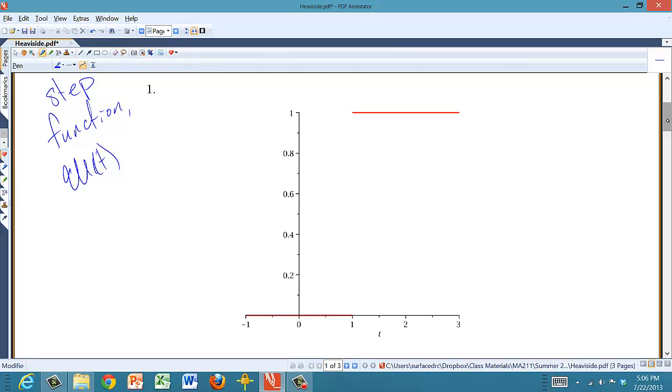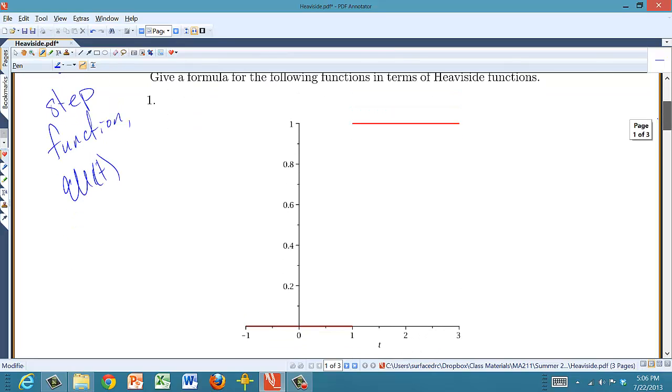So the first exercise we'll do is you're given the graph of a function, and you would like to describe that function in terms of Heaviside functions. Now, we know that a Heaviside function satisfies this property that u of t is 0 if t is less than 0 and 1 if t is bigger than 0. This function looks just like that, but it's shifted to the right. So this function is a shifted version of the Heaviside function. This function is u evaluated at t minus 1.